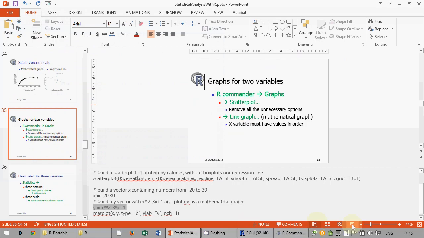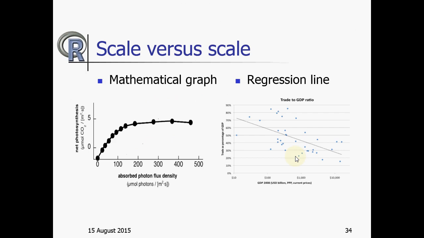Finally, the last graph which is suited for two scale variables, it's this one, honestly. It's a scatter plot, but with a regression line. It's something that you will learn in the statistical courses. It is, for the moment, not part of this course.